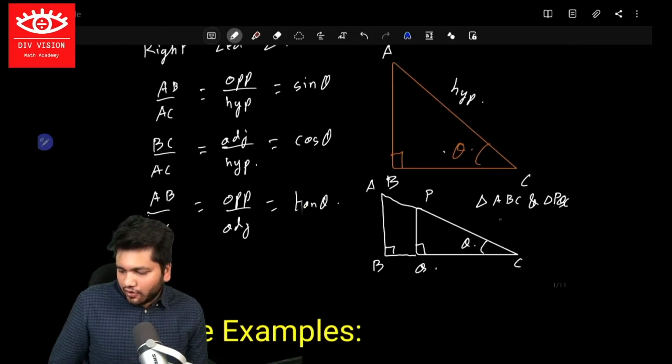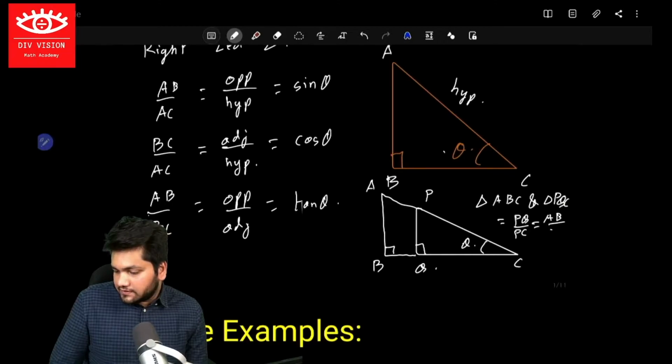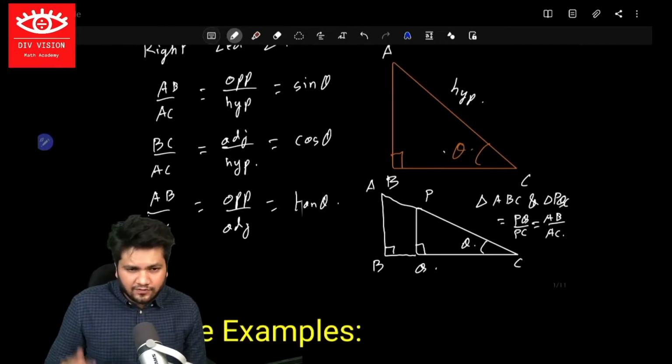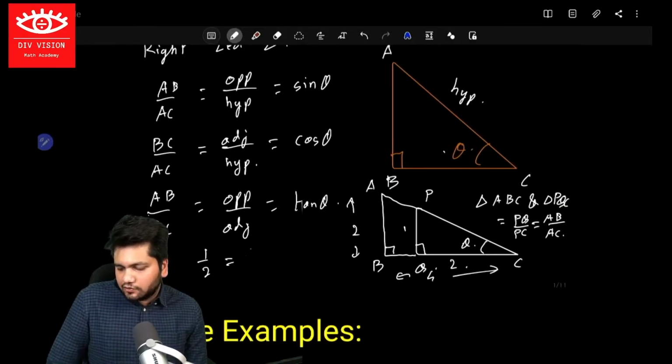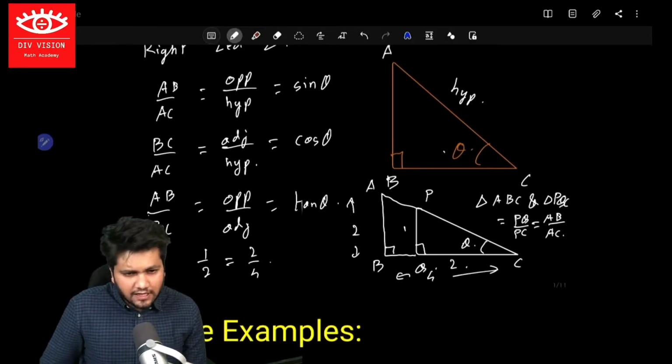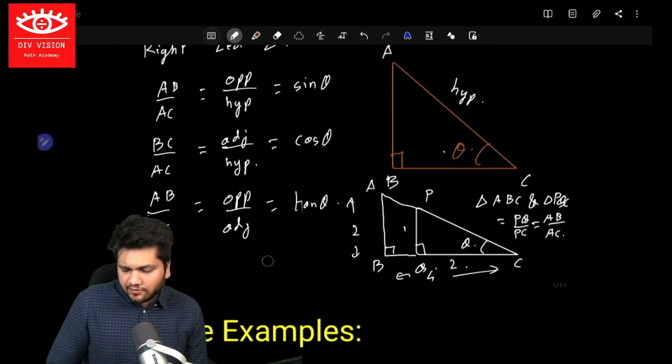Now the ratio of PQ upon PC will be equal to the opposite side over hypotenuse, that is AB upon AC. Of course, we are not taking this in detail. Right now, just understand that the ratio will always remain the same. Like maybe if this is 1 and 2, the other will be 2 and 4. At the end, 1 by 2 is equal to 2 by 4. So the ratios are always going to be the same. That is basically trigonometric ratios.